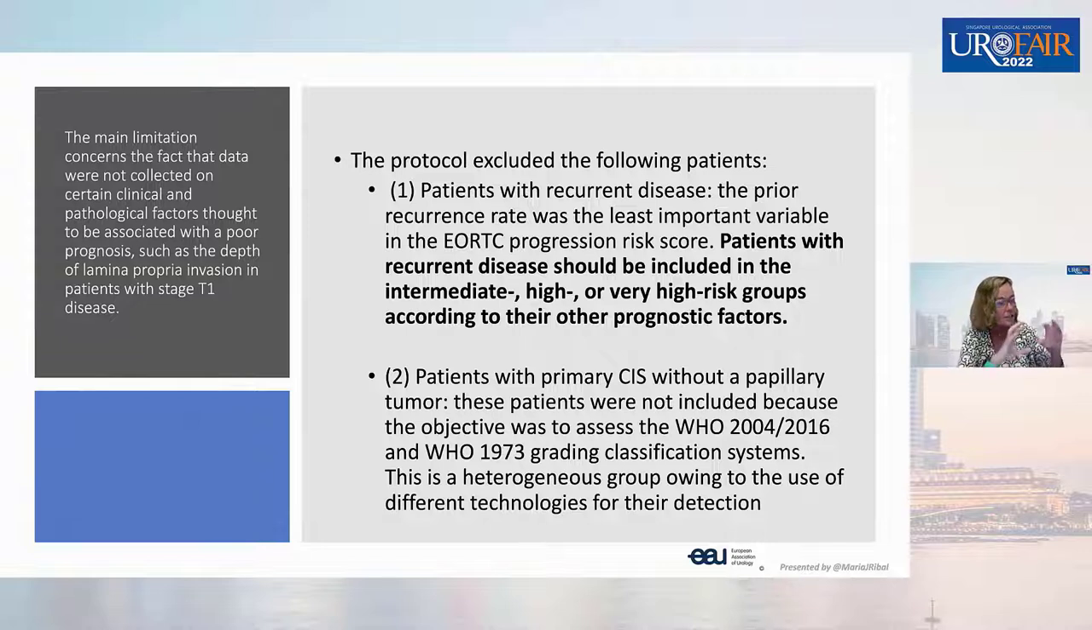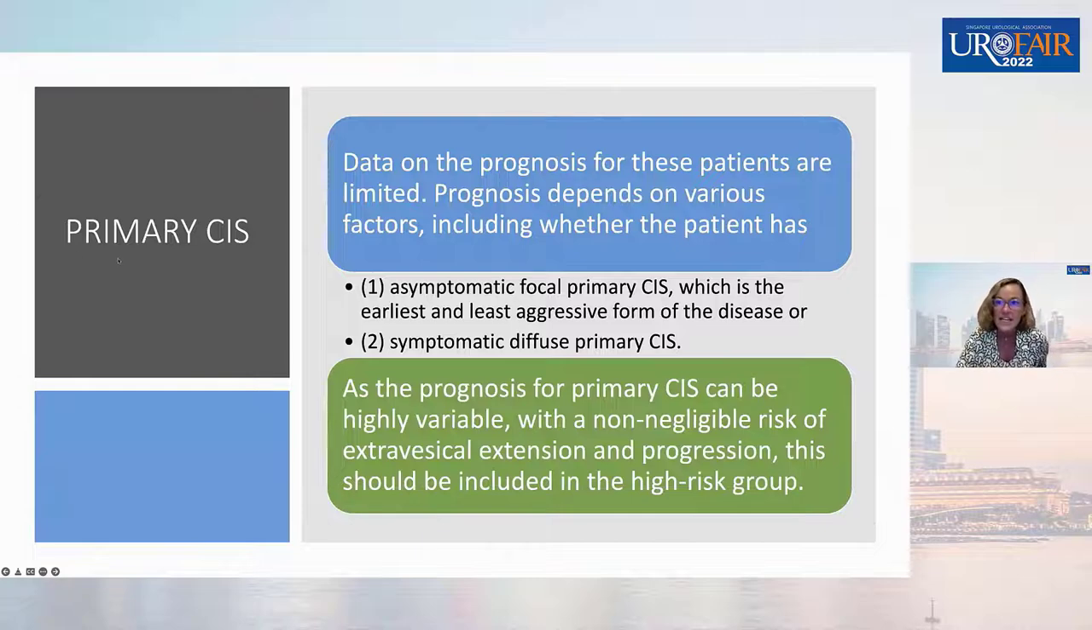It has been seen that the prognostic factors for progression were different from those for recurrence. So recurrent disease should be classified, taking into account the features that allow it to be classified like all the others, the primary ones, as low, intermediate, or high. Also excluded were patients with primary CIS. Why? Because primary CIS is a very heterogeneous group, with a prognosis that depends on several factors, such as whether it is focal or multifocal. And the group decided that primary CIS should always be classified as a high-risk disease.